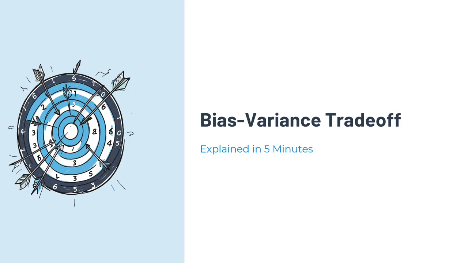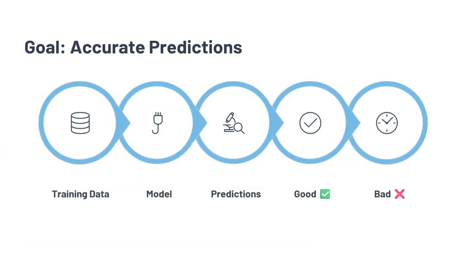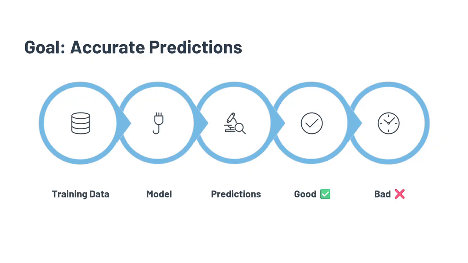So let's begin. The goal of machine learning is very simple. We want models that make accurate predictions on new data. A model should learn useful patterns without becoming too simple or too complex. If a model cannot generalize well, its predictions become unreliable. This is where bias and variance come into the picture. They help us understand why some models perform well and some fail.